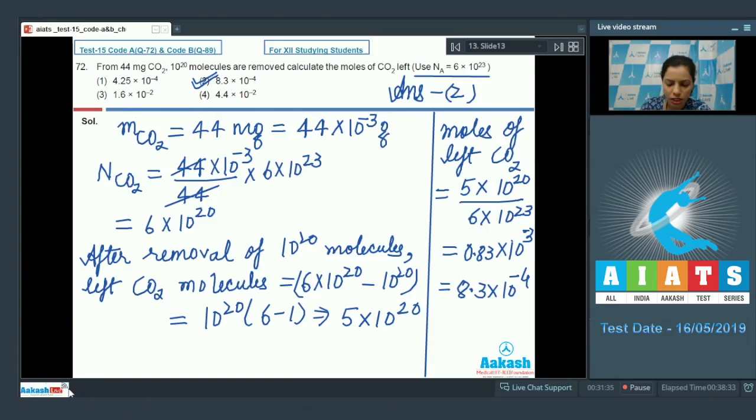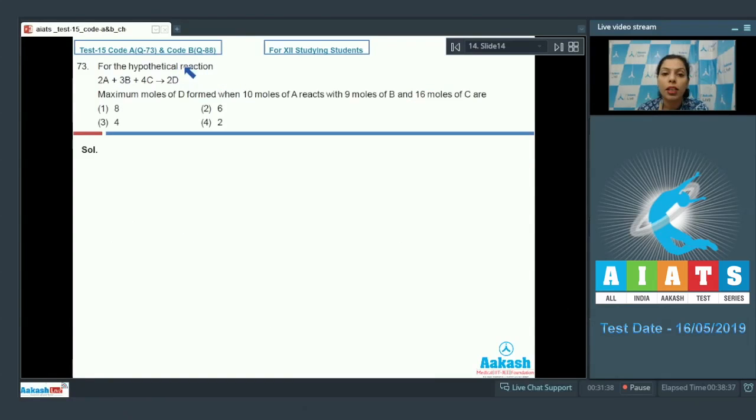After this, another question that I have. For the hypothetical reaction, 2A is reacting with 3B and reacting with 4C to give you 2D. Maximum moles of D formed when 10 moles of A reacts with 9 moles of B and 16 moles of C are. Simple question based on limiting reagent. So find out what is limiting reagent here.